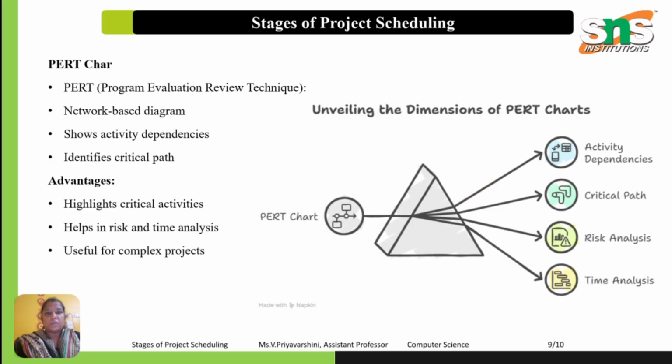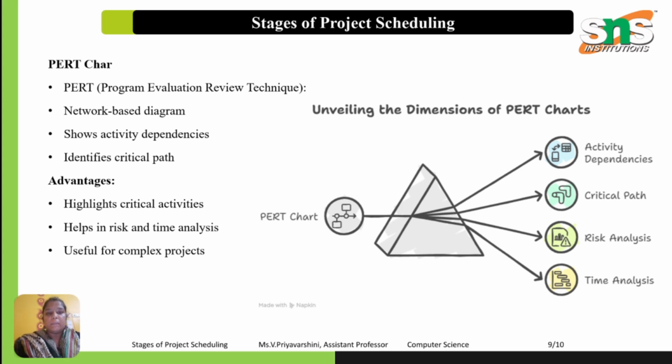Next is the PERT chart. PERT stands for Program Evaluation Review Technique. Unlike the Gantt chart, PERT charts focus on the relationship between activities. It is represented using a network diagram. Example: requirement analysis, system design, coding, testing and deployment. The PERT chart shows when an activity depends on other activities.